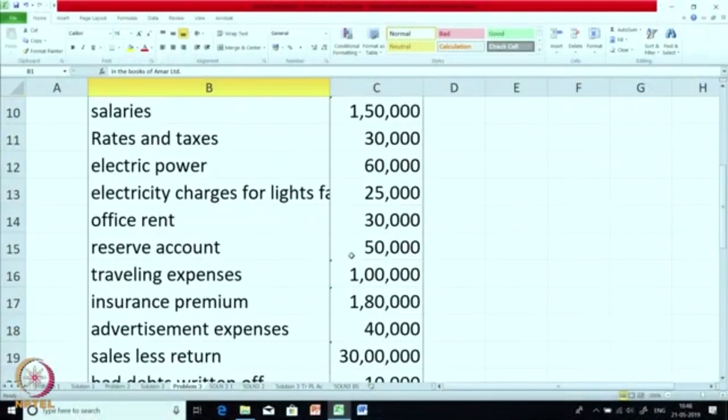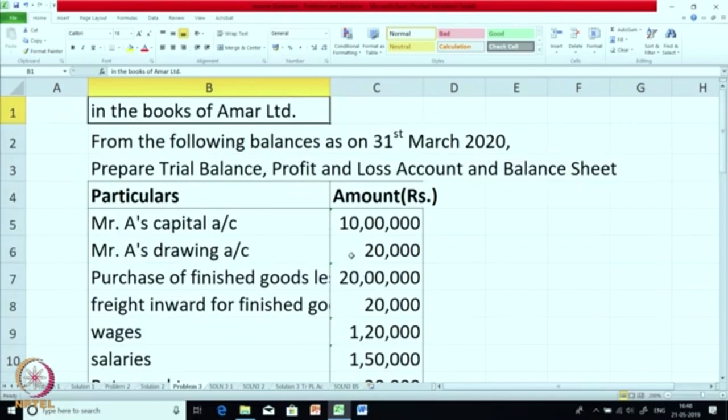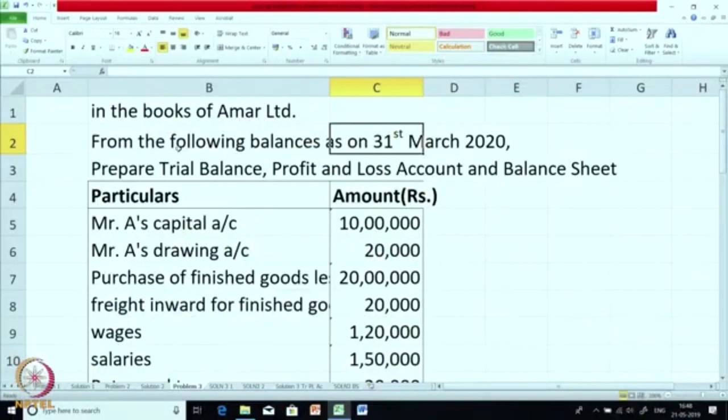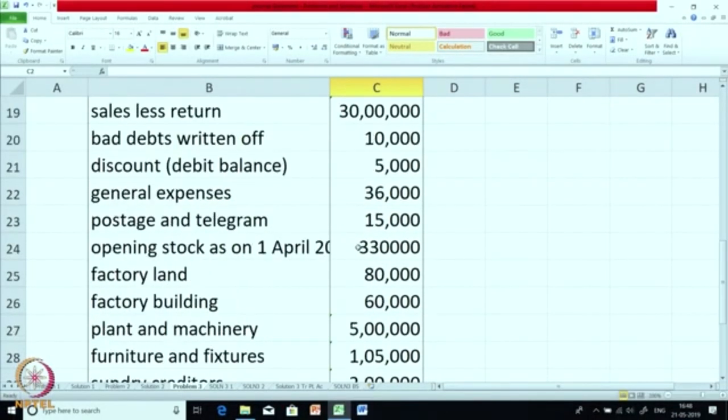So here there is a list of balances. These balances would have been extracted from their ledger. Now what is a ledger? They have made a list of balances, a list of accounts. If they calculate the balance of each account, they get the final balance as on 31st March 2020. They will make a list. And this is what the list is.